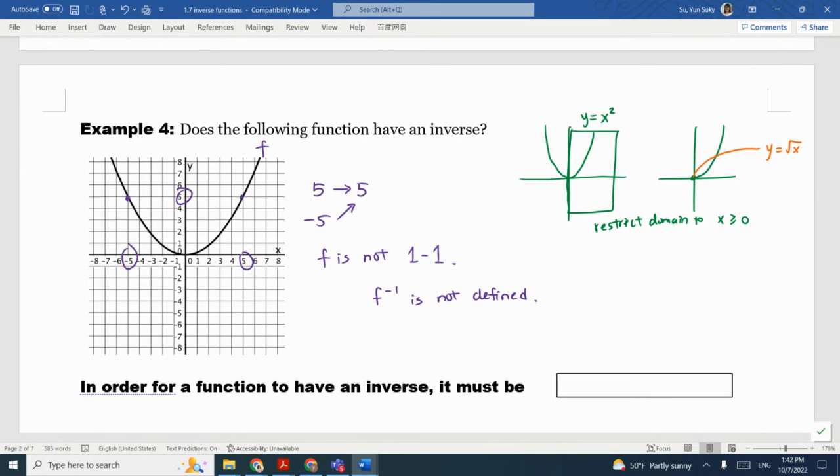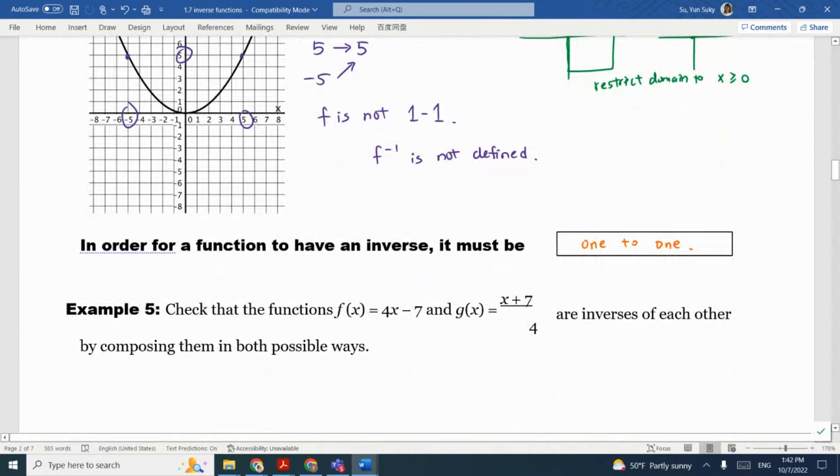How do you solve for x? See here, y equals x squared. Then you get x equals square root of y. And then you switch the x and y, you get y equals square root of x. So therefore, in order for a function to have an inverse, it must be 1 to 1. That is super, super important.